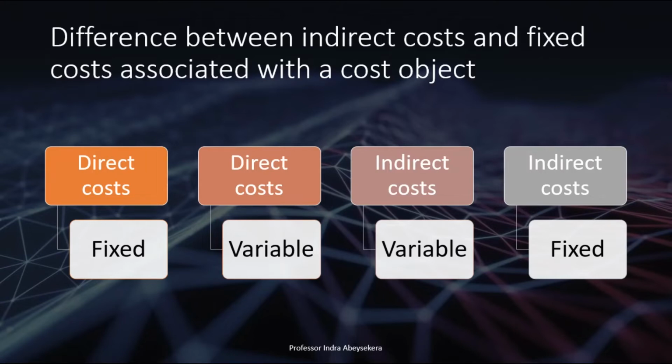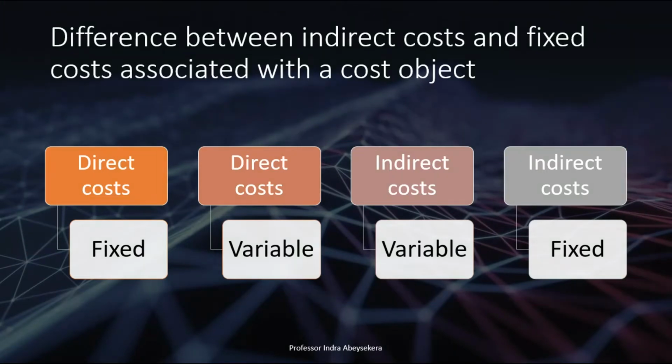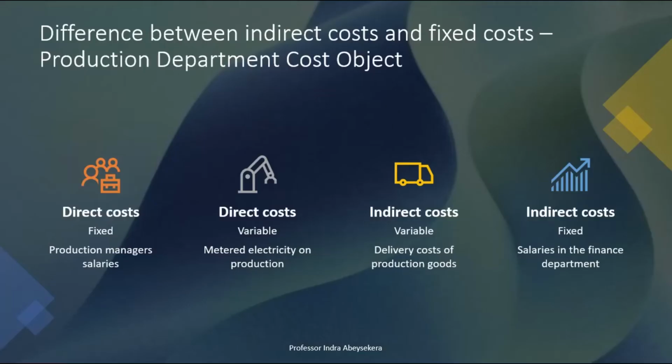But these direct and indirect costs could be either fixed costs or variable costs. The costs could vary with the volume of production, or costs would not vary with the volume of production. They're fixed.